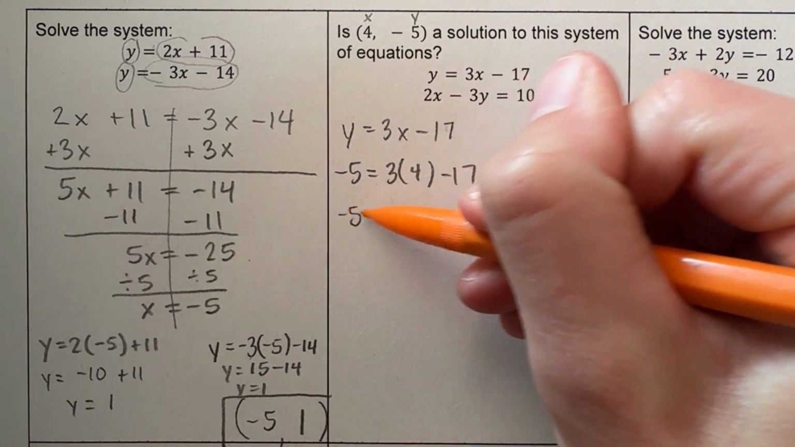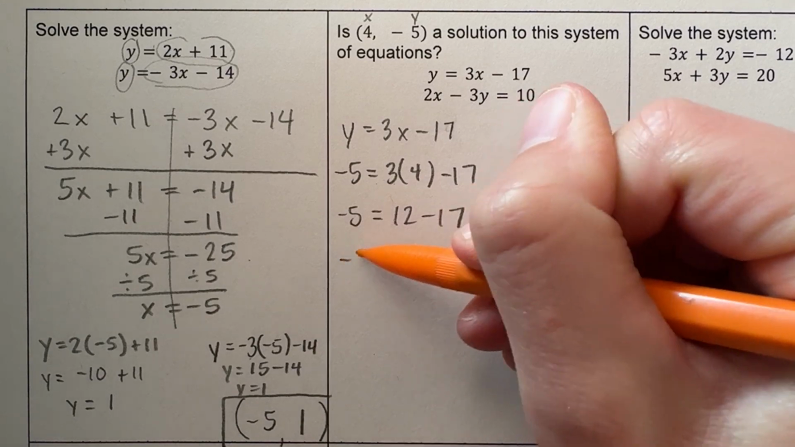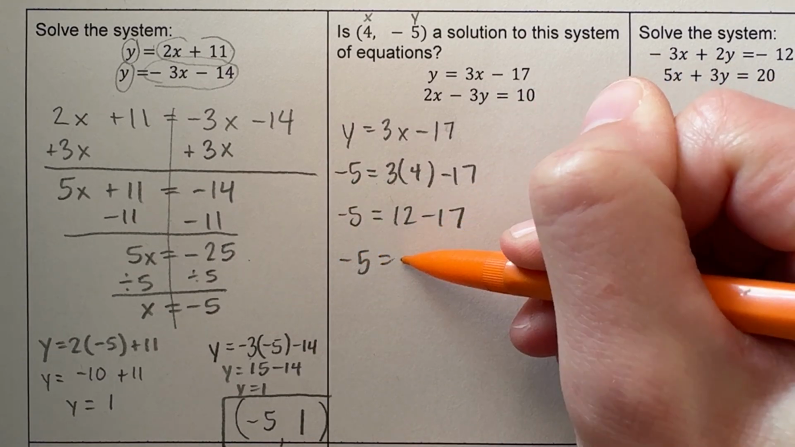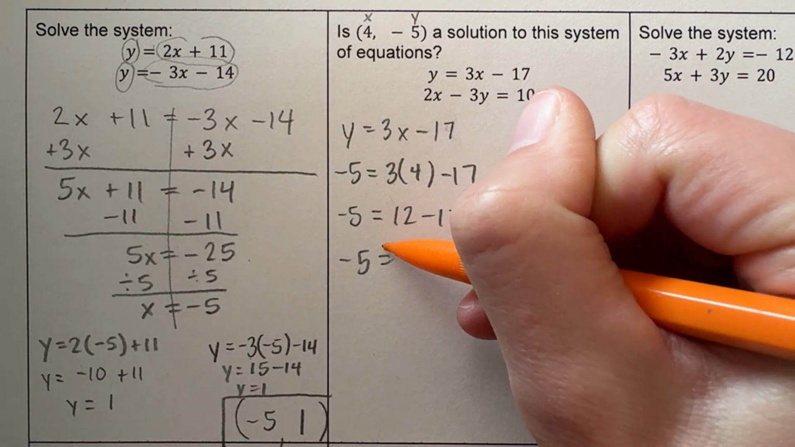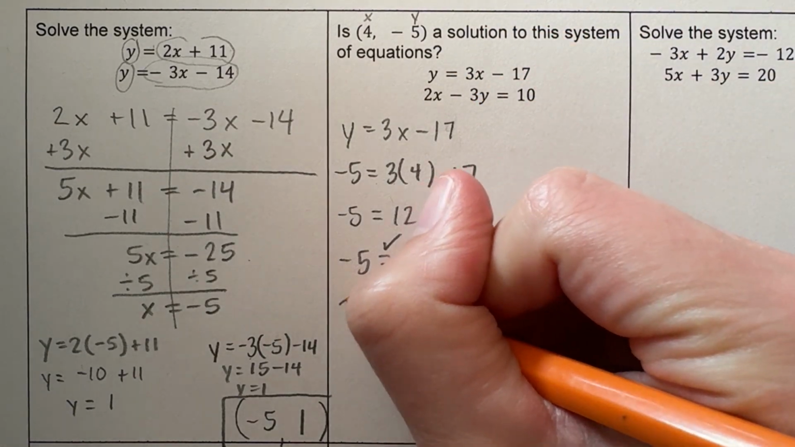Let's do the math, right? There's no math to do over here on the left. I'm just bringing it down. 3 times 4 is 12, minus 17. And 12 minus 17 is indeed negative 5. So this is a solution to this first equation. Let's see if it's a solution to the second equation.